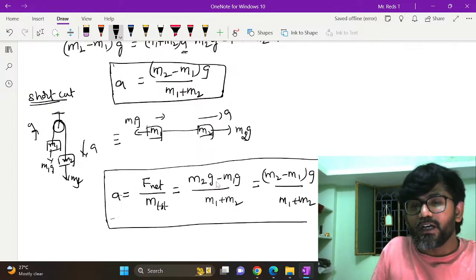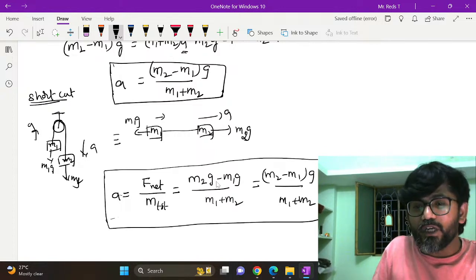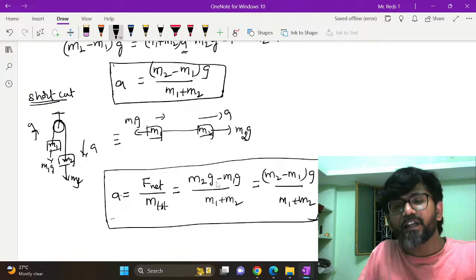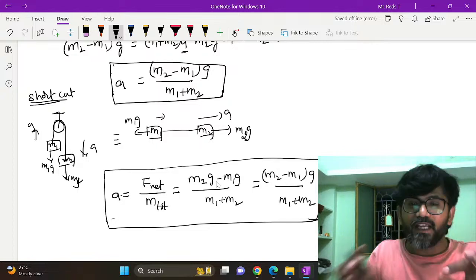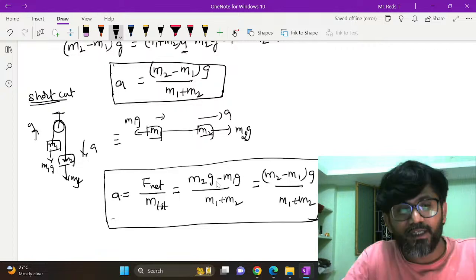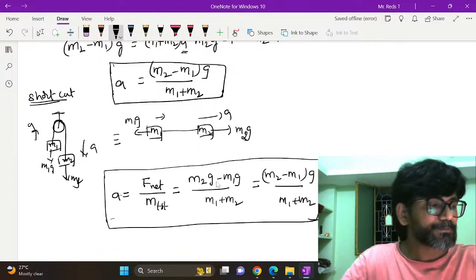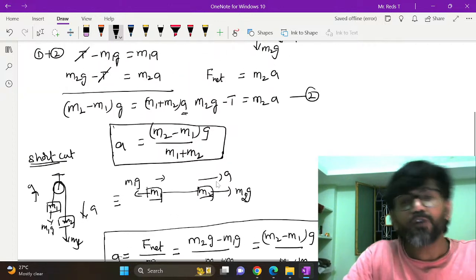So there is no need to draw free body diagrams, write equations of motion and solve them. By using this shortcut, you can directly find the acceleration. While doing numericals, you can remember this, guys. Next, how to find the tension?